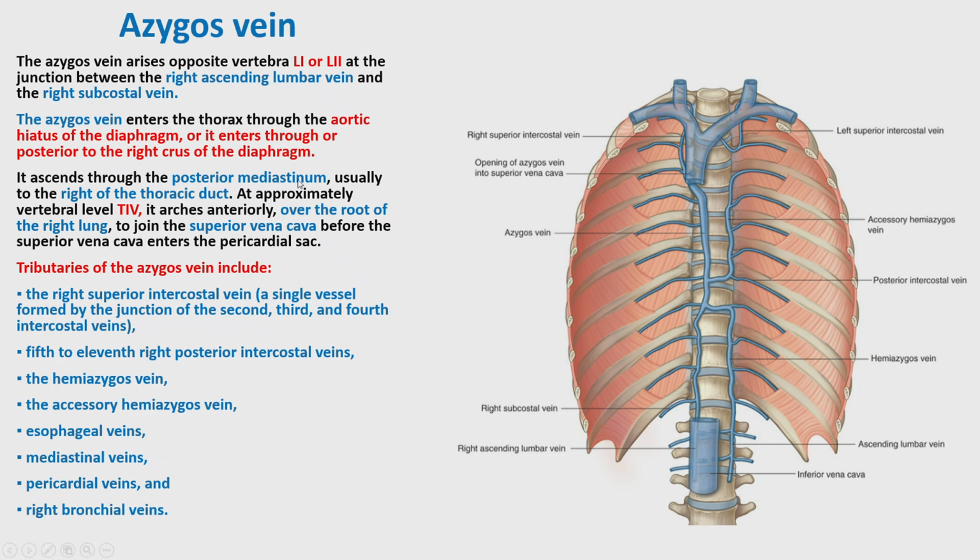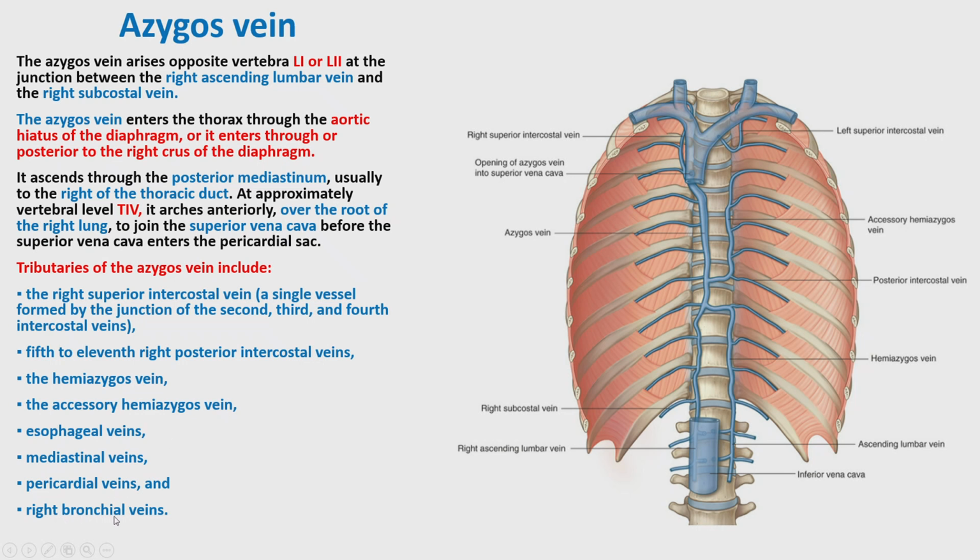In the posterior mediastinum, it then goes upward. It is located on the right side of the thoracic duct, and approximately here we see T4 or T5. It makes an arch above the hilus of the right lung, or the root of the right lung, and drains to the superior vena cava, which is important. If you know the thoracic aorta, you can approximately mention also the tributaries of the azygos vein on the right side. More or less they are the same, except for some veins.